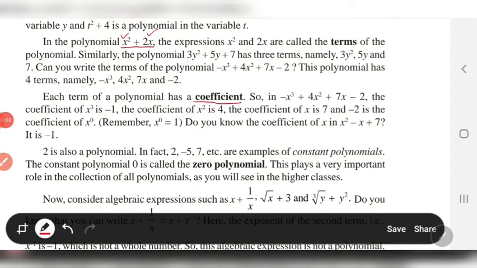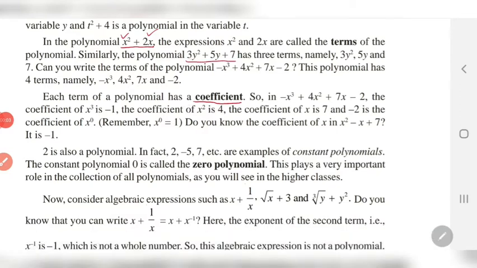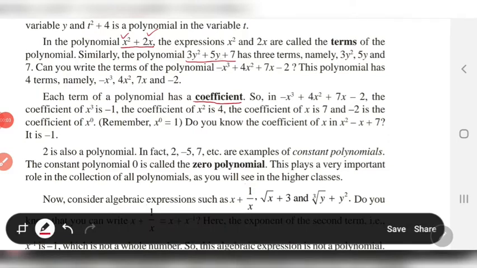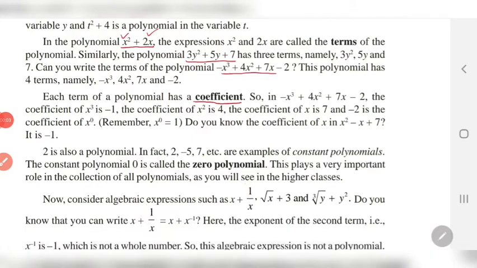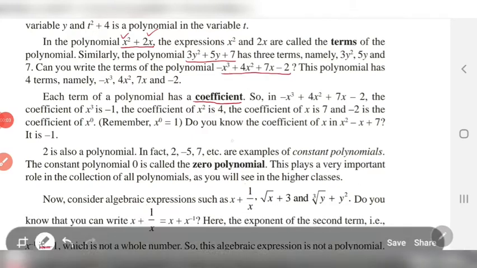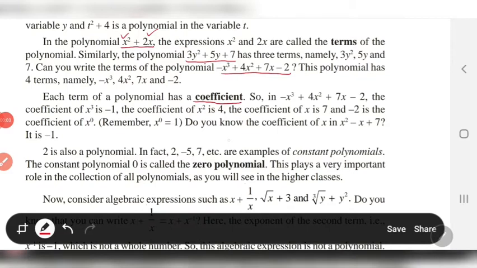And in this case again you see thrice y square plus 5y plus 7. So how many terms does it have? It has got three terms, correct? 3y square, 5y and 7. So children, I hope you understood about the terms. Again you can see here there are four terms, correct?